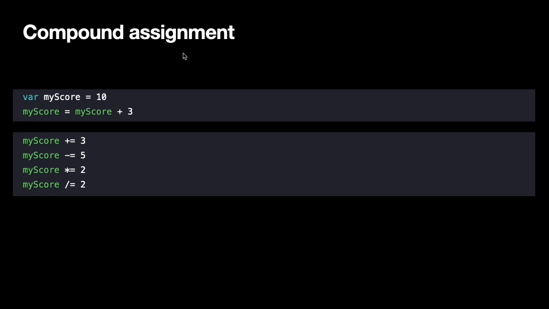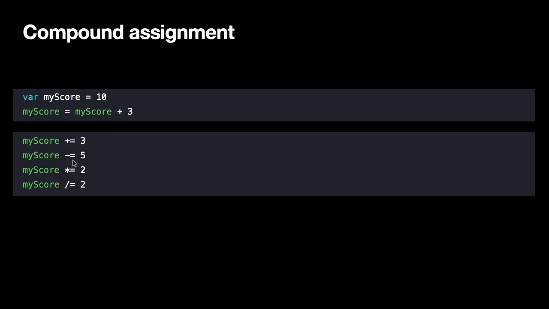The compound assignment operators take a variable, perform an operation on that variable, and then assign the result back into the variable. So if we wanted to add 3 to myScore and put that new value back into myScore, we could say myScore = myScore + 3, but a cleaner, more concise way to do it would be to say myScore += 3. This will also add 3 to myScore and then assign the result into myScore.